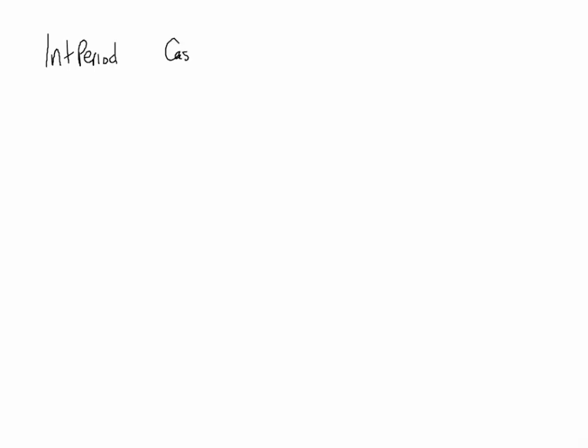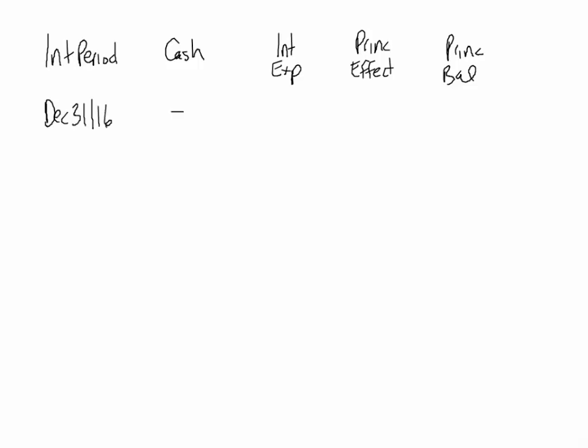We've got the cash. We've got the interest expense. We've got the principal effect. And we've got the principal balance. We're going to start, of course, with the exact time that we take out the loan, December 31st, 2016. There's nothing in any of these, but we have a principal balance of $100,000.